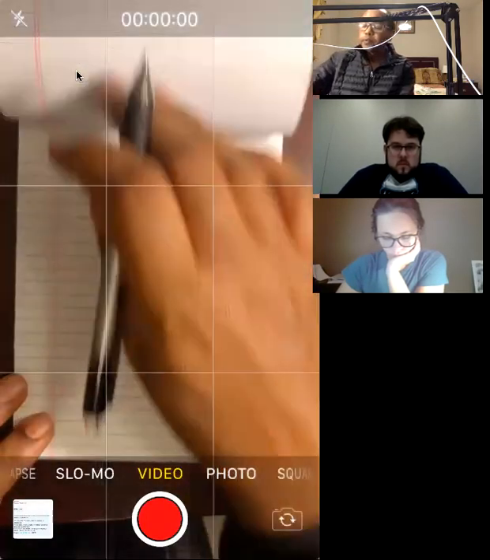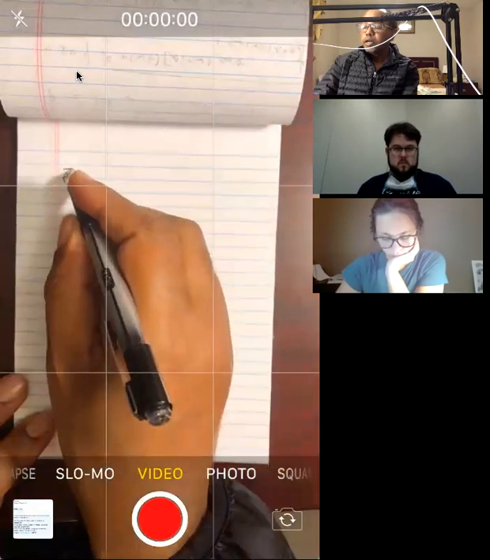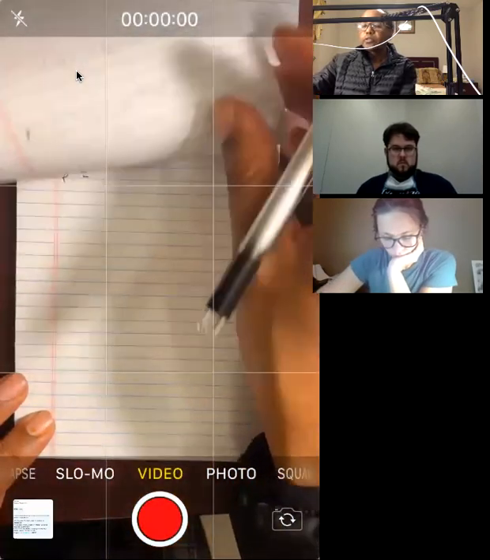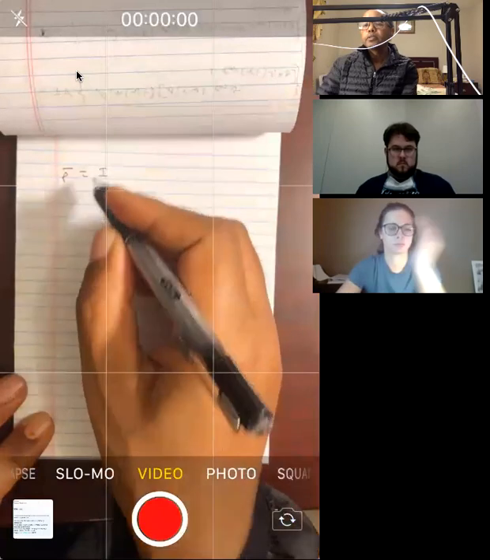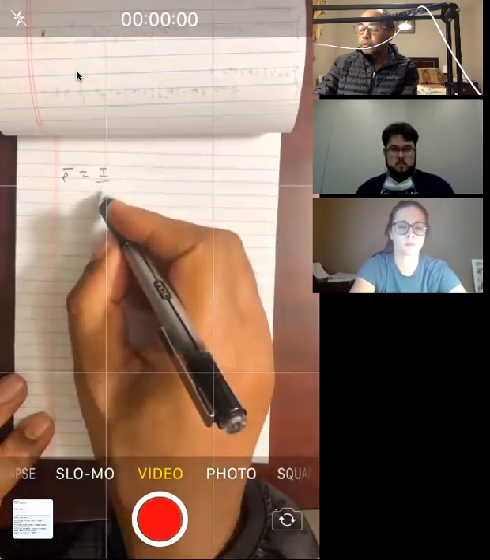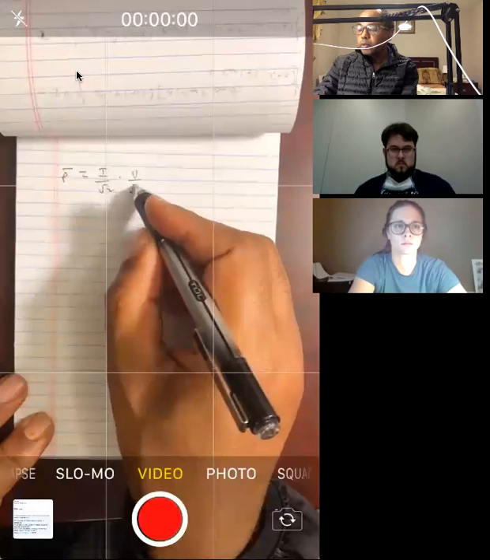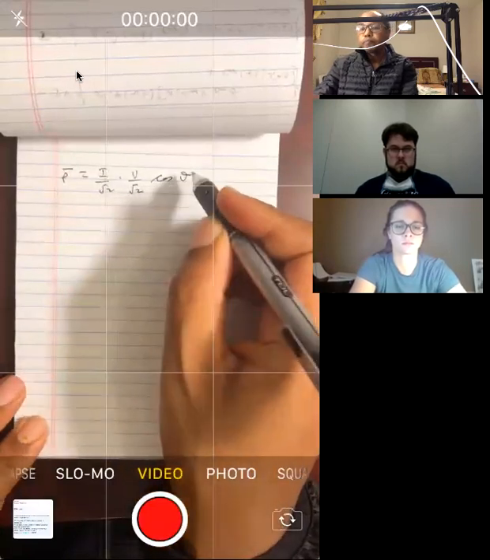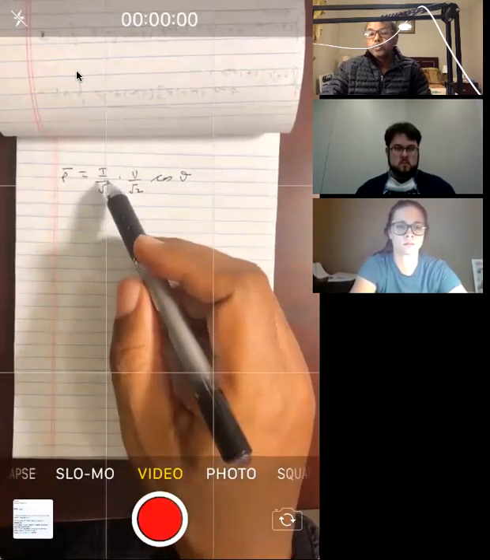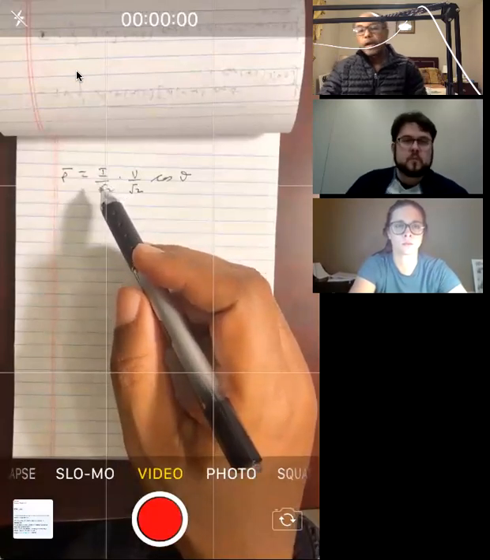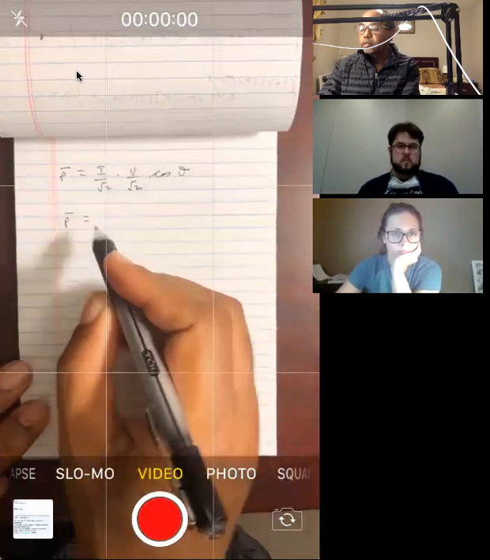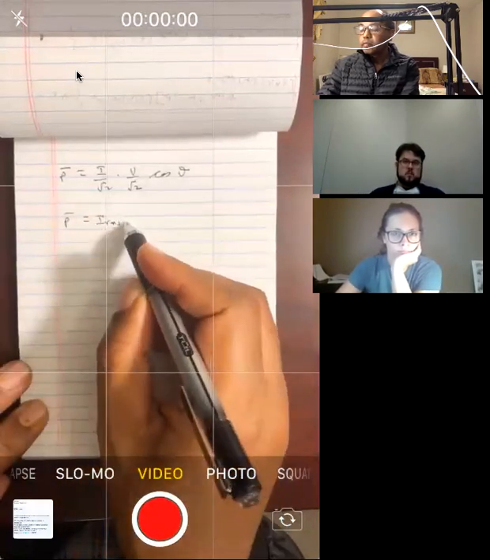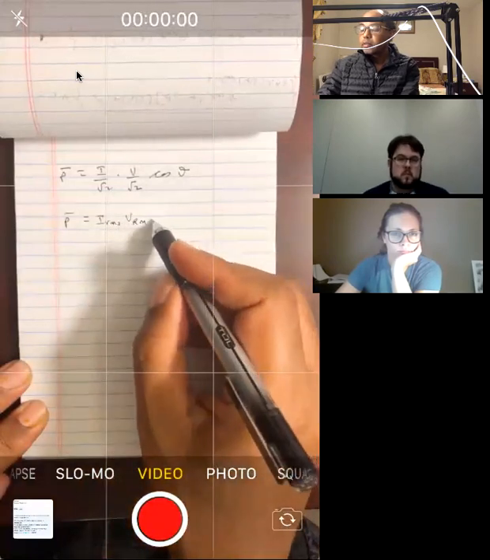So we have P average. I can write this 2 as root 2 times root 2. So this becomes current divided by root 2 times voltage divided by root 2 times cosine of theta. Amplitude divided by root 2 is the RMS value. So another way of writing this is I RMS times V RMS times the cosine of theta.